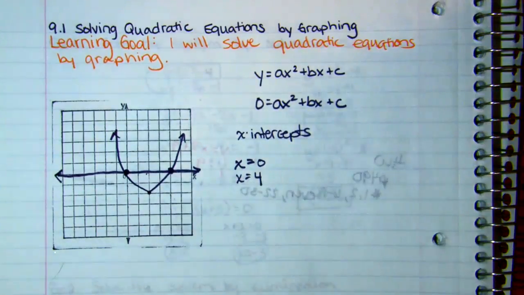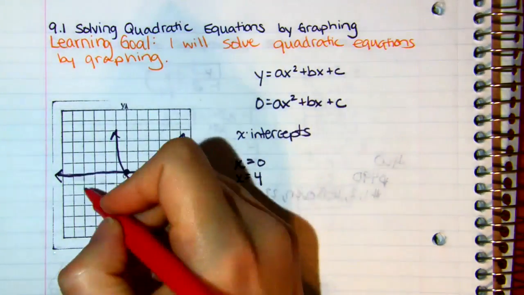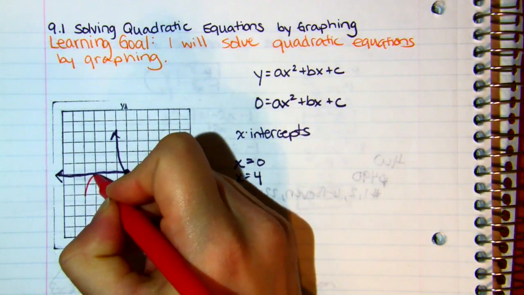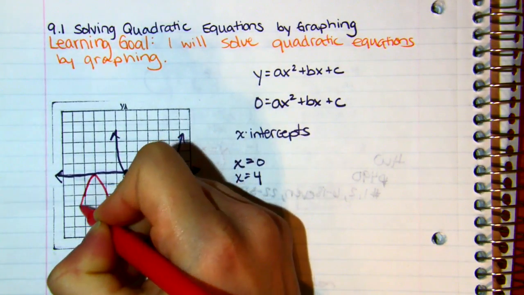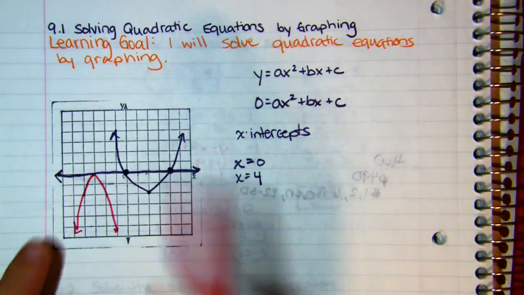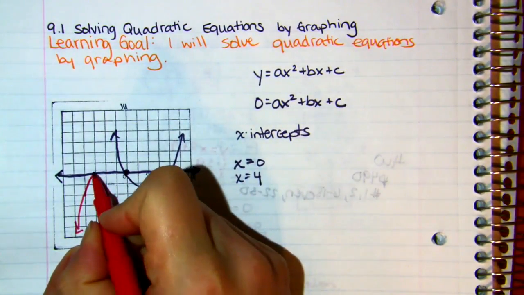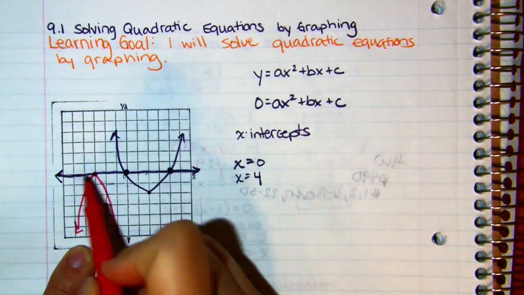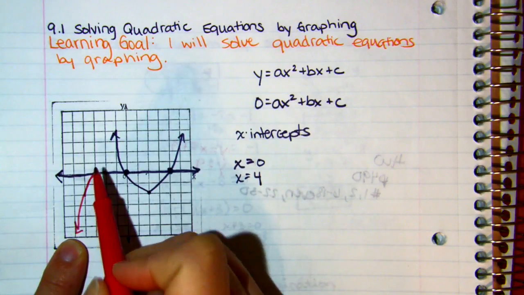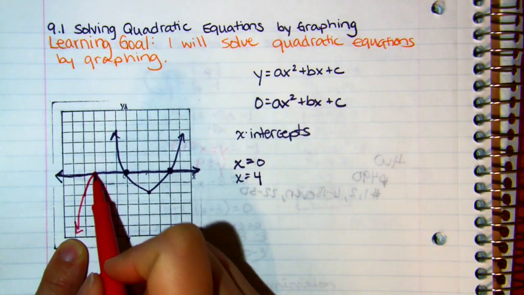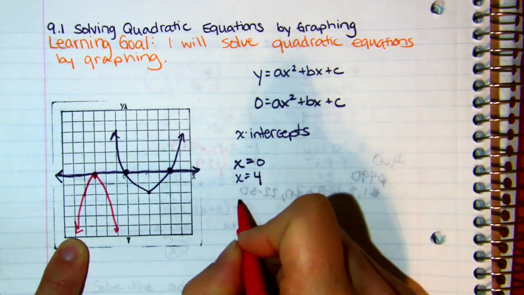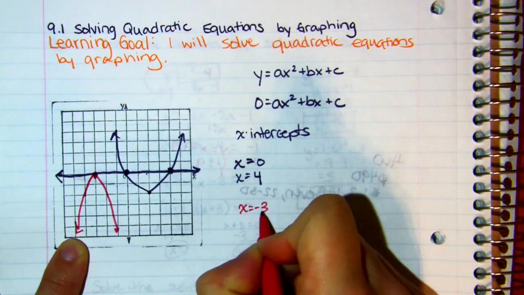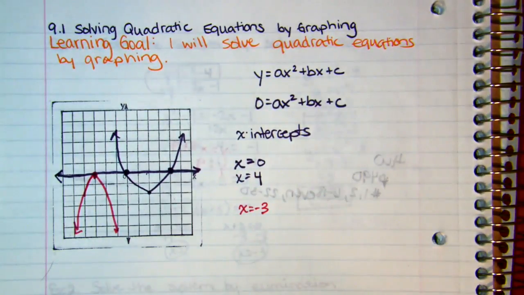If I had a different graph, where maybe my parabola looked something like this, my red graph only has one solution because I only touch the x-axis in one spot. It doesn't actually even cross. I just intersect the x-axis in one spot. So for my red graph, my solution would be x equals -3, and that would be only one solution.